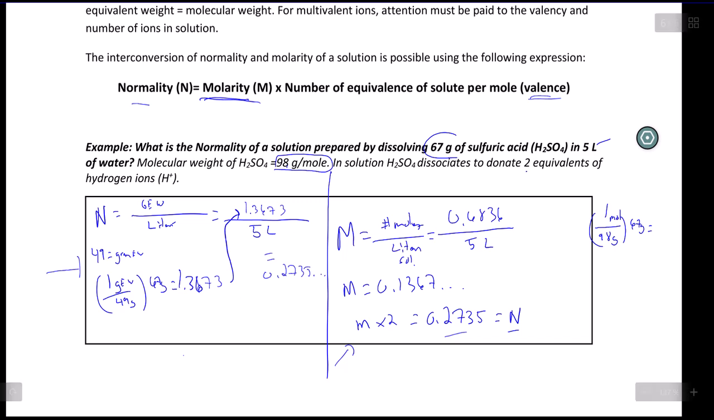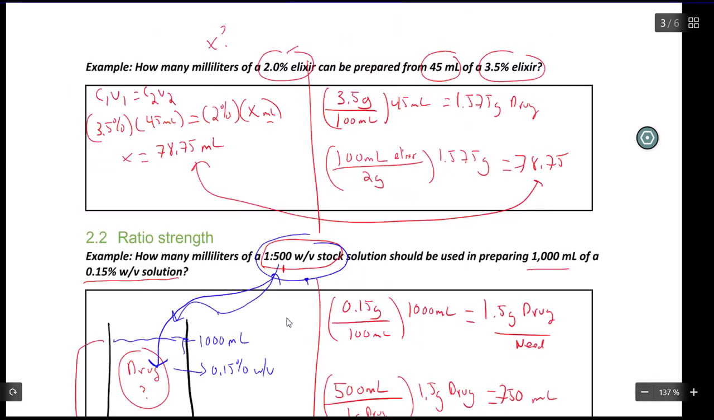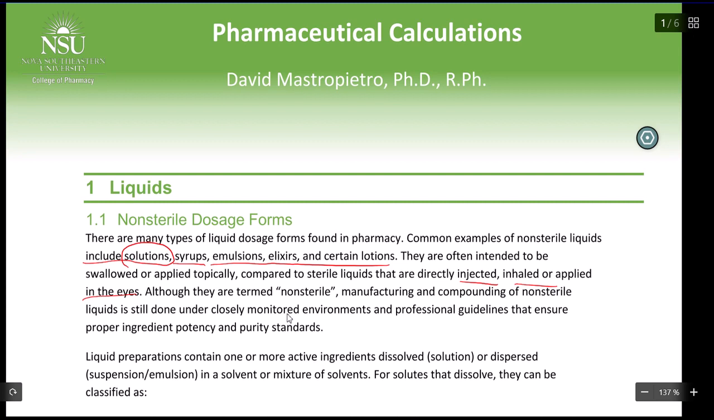All right. So that ends the discussion on how to make non-sterile products when we're mixing and matching them with different concentrations, how to describe concentration of them, and how to look at molarity and normality in this. All right. So as always, this is the most important class, pharmacy calculations, because it's the only one that counts.